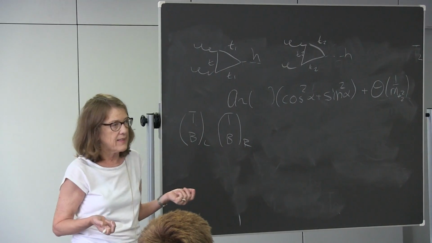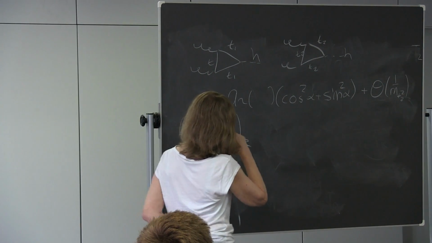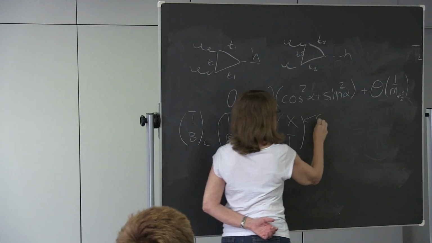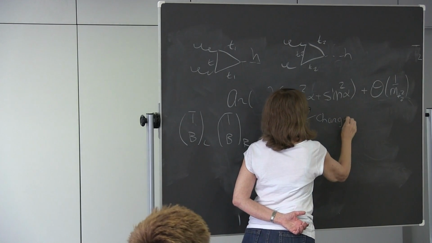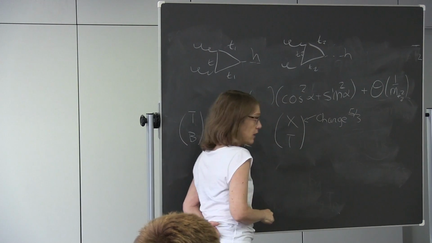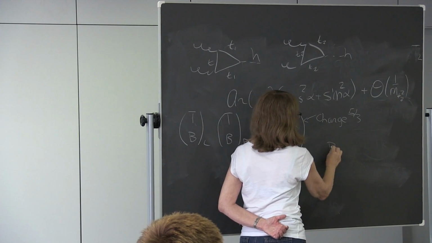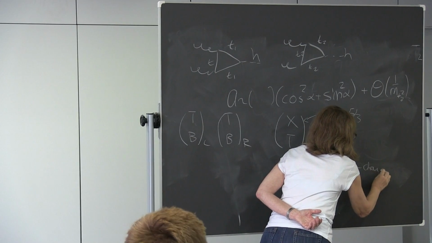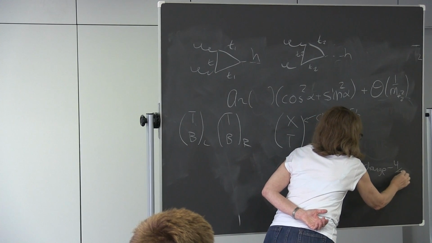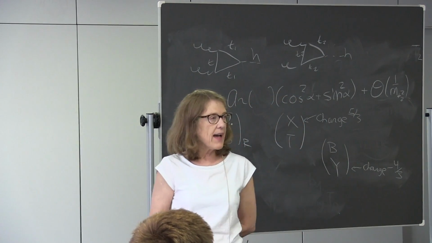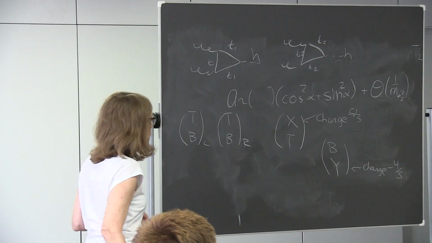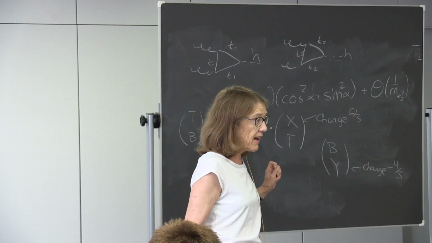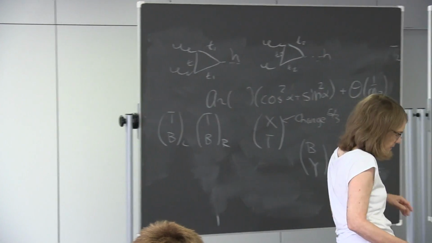What's more fun that people like to do is they'll add stuff like (X, T), where X is charge 5/3. We heard about this last night. That's kind of cool. Or they'll add stuff like (T, B, Y), where this guy is charged minus 4/3. So they'll try to add vector-like multiplets with funny charged particles. That's what we heard about. Yeah? So, okay.